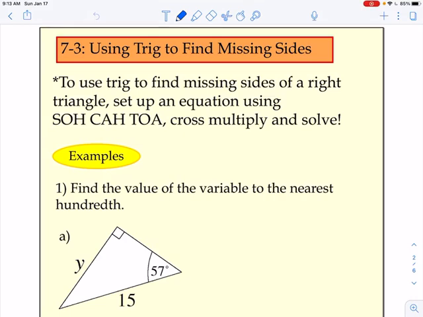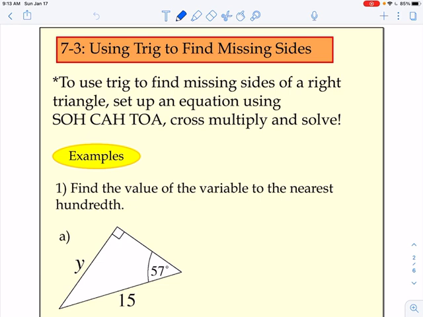Today we're going to talk about section 7.3, which we're going to be using the trigonometric ratios that we talked about yesterday to find the missing side of a triangle. Okay? And there is going to be a quiz after this section. So to use trig to find missing sides of a right triangle, we're going to set up an equation using that SOHCAHTOA that we had talked about yesterday.